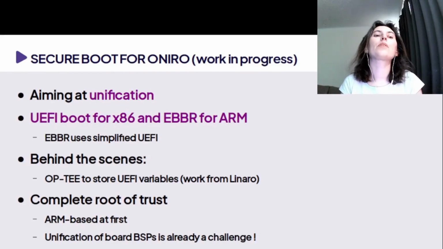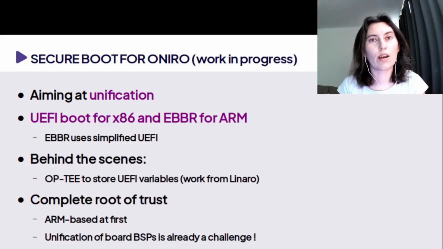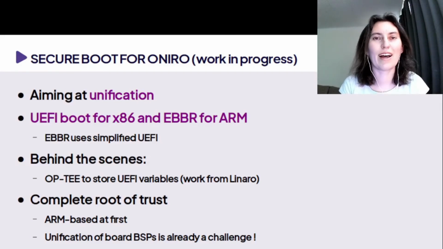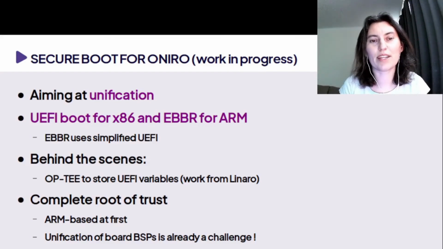Now, in the Oniro use case, we have talked about the fact that we are aiming at unification. A part of that is using UEFI boot on x86 and ABBA for ARM. Why is it so? It is because ABBA simplifies UEFI, so it means that we are getting two platforms to the same direction. Behind the scenes, the ABBA-compatible implementation is using OP-TEE to store UEFI variables in a secure place. This works thanks to Linaro.